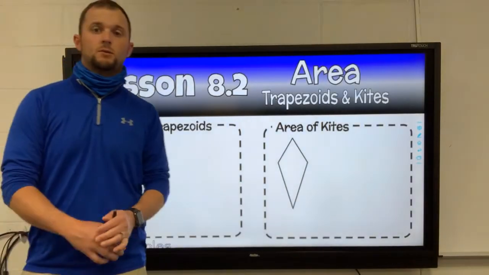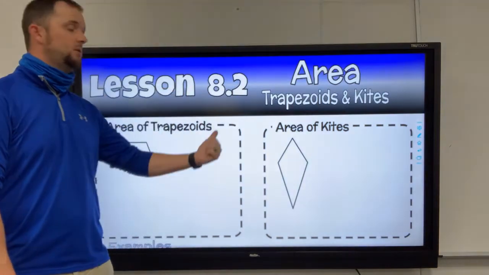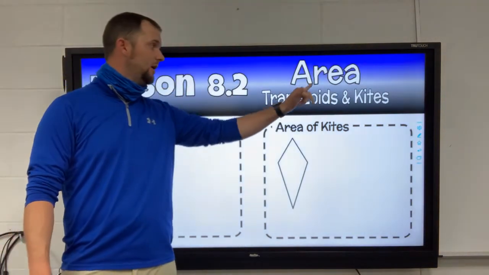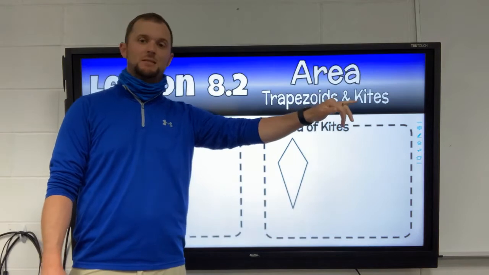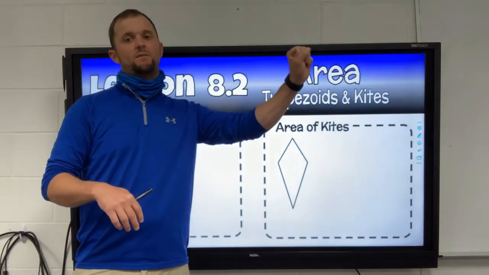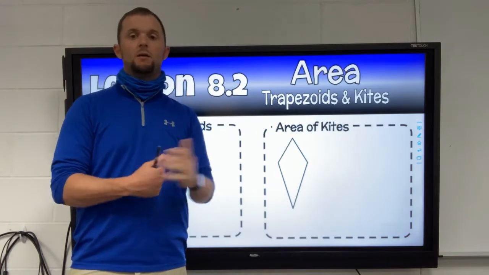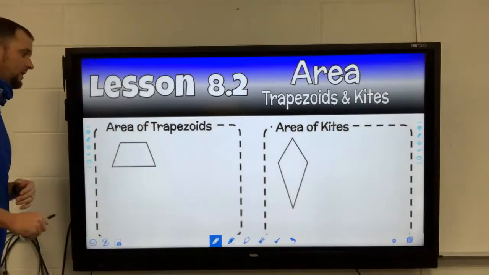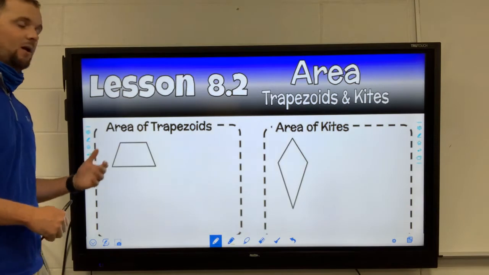What's up guys? So today we're moving to 8.2 and we're going to be finding the area of trapezoids and kites. Okay, so again, I'm going to be giving you some formulas. All you got to do is take stuff, plug it into the formula to find your area. Let's jump into that.